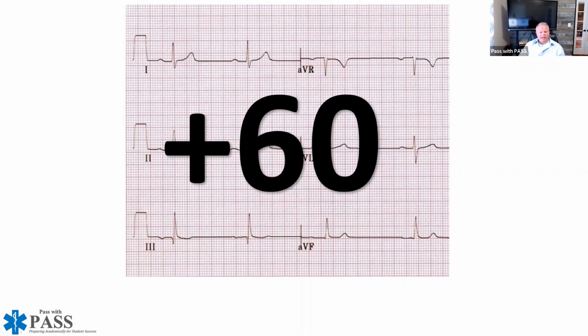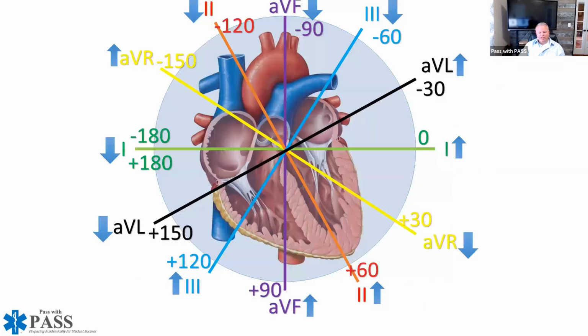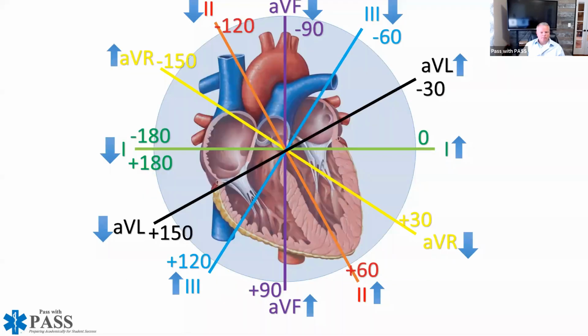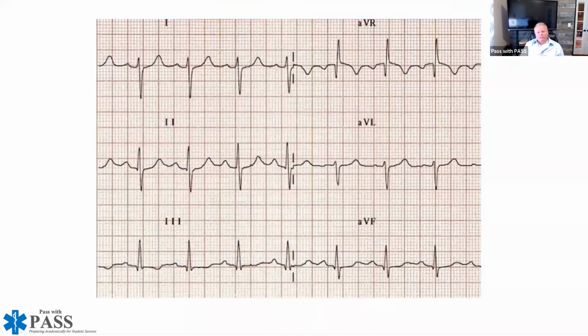And how did I get that? Because positive 60 is where it would fall on the chart. I have an upright deflection, look at the blue arrow, in lead 2, that is a positive 60. So this is a left axis, which is a completely normal finding. So your thumbs method worked. All right, let's look at this one.